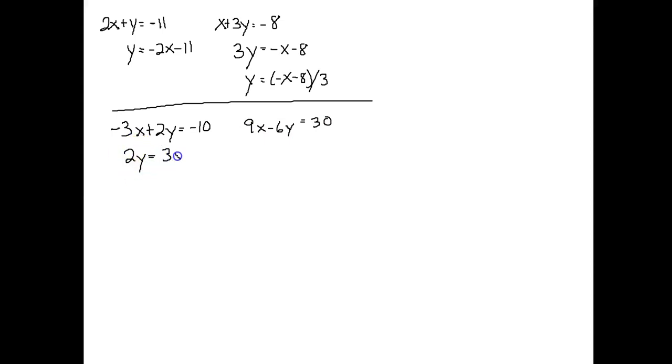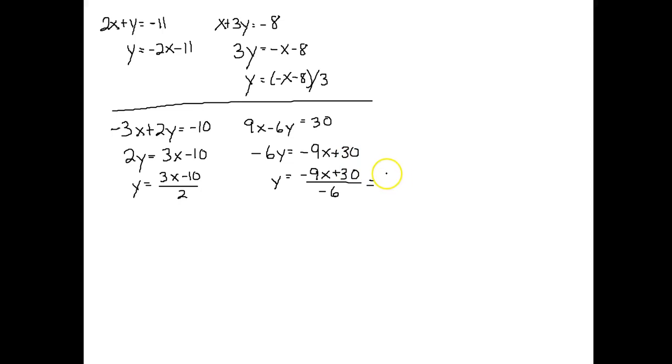So we'll go ahead and add 3x to both sides, and then we'll divide by 2 on both sides. Second equation, we're going to subtract 9x from both sides and divide by negative 6 on both sides. You could reduce that, but I'm not going to bother. But hey, if you do reduce it, you'll notice something. If you divide everything through by negative 3, if you factor out negative 3 on the top and bottom and reduce, you'll get 3x minus 10 over 2.